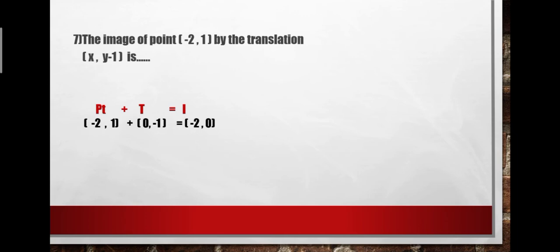Number 7. The image of point (-2, 1) by translation x and y minus 1. The first coordinate I will keep as it is. The second one I will make it minus 1. So negative 2 plus 0. 0 means I will not change the first coordinate. So negative 2, and 1 plus negative 1 will be 0.